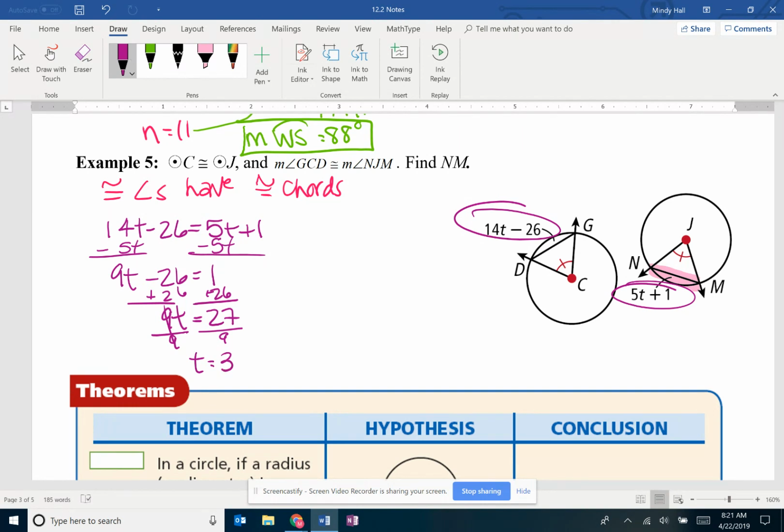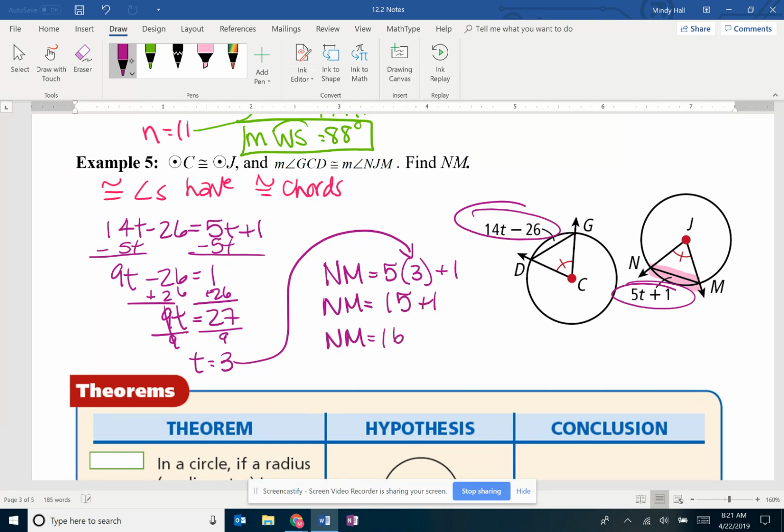And so then, just like before, you can technically plug it into either of them. But because we're looking for NM, I'm going to go ahead and just plug into that. So that would be 5 times t, which is 3, plus 1. And so then when you plug that in, that would be 15 plus 1, which tells us that NM is 16. And if you plugged it in to the other one, you would get the same result as well.